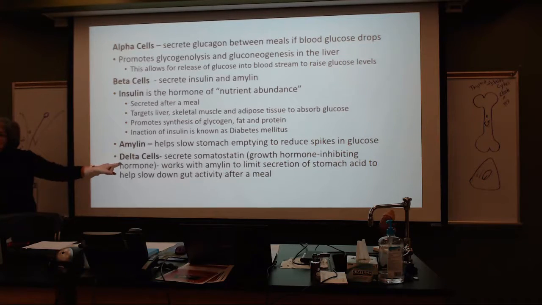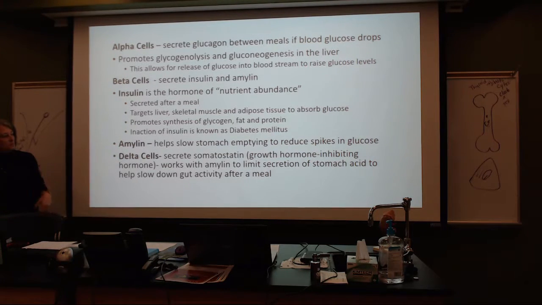The delta cells of that island secrete somatostatin, which is the growth hormone inhibiting hormone. Does everybody remember that? This one works with amylin to help us limit secretions of stomach acid so that we can slow down the gut activity, meaning the stomach and the small intestines, so that we get the nutrients to the blood. That's the goal. But things go wrong, especially with those beta cells, the alpha and the beta.